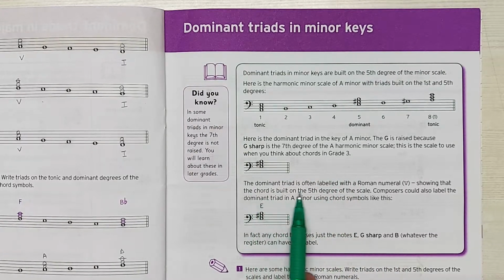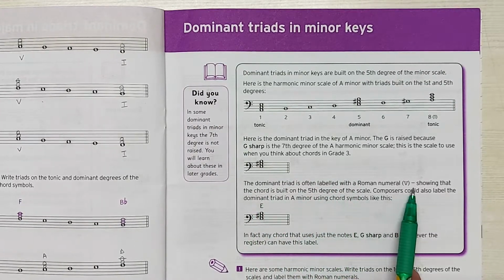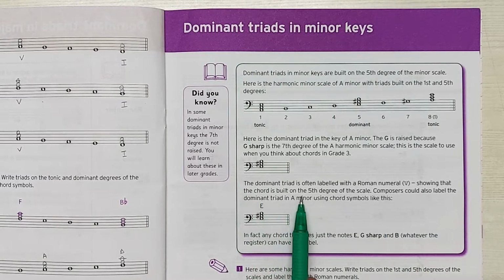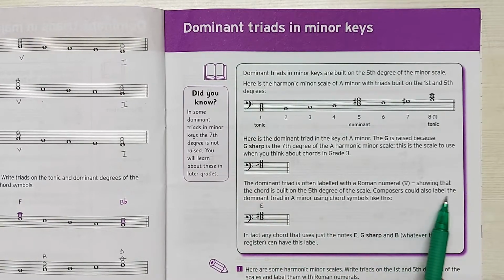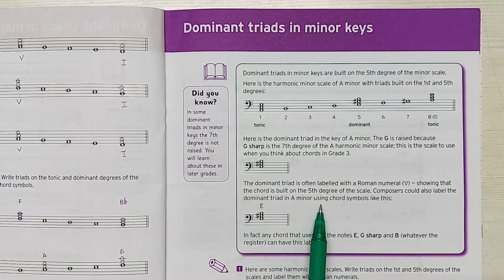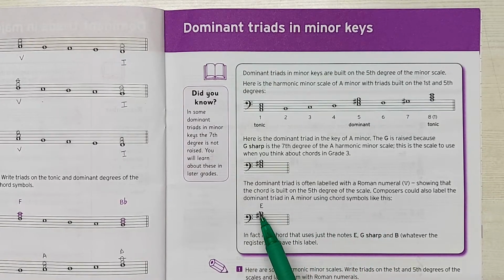The dominant triad is often labeled with Roman numeral V, showing that the chord is built on the fifth degree of the scale. Composers could also label the dominant triad in A minor using a chord symbol like this. When you have to show the chord symbol, you put the E on top of it.